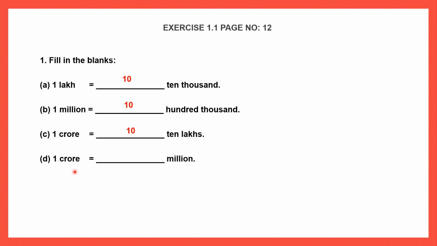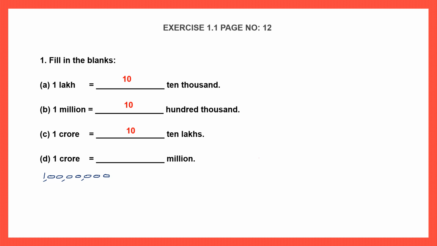Question D. 1 crore is equal to dash million. So this is the Indian system. This is the international system. Now let's see how much of 1 crore will be equal to how many millions. So let's write down 1 crore first. Again, let's make it easy by starting from 0. So ones, tens, hundreds, thousand, 10,000, lakh, 10 lakh, crore. That's 1 crore. Now let's put the commas. So we'll put our commas here. That makes it 1 crore.